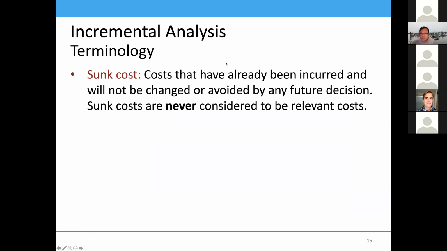So next one is the sunk cost. So what is sunk cost? Costs that have already been incurred and will not be changed or avoided by any future decision. Sunk costs are never considered to be relevant costs. So that's the cost already incurred and will not be changed, right? And you cannot avoid it by future decisions.